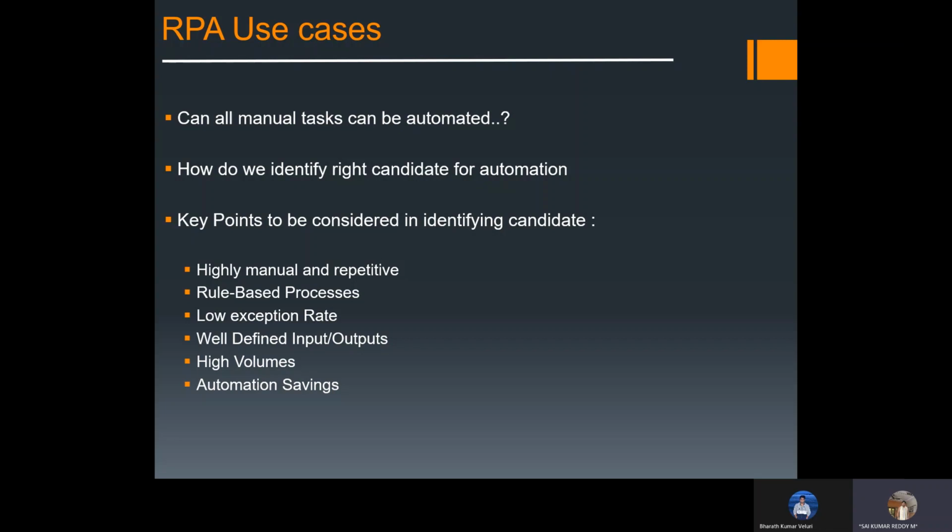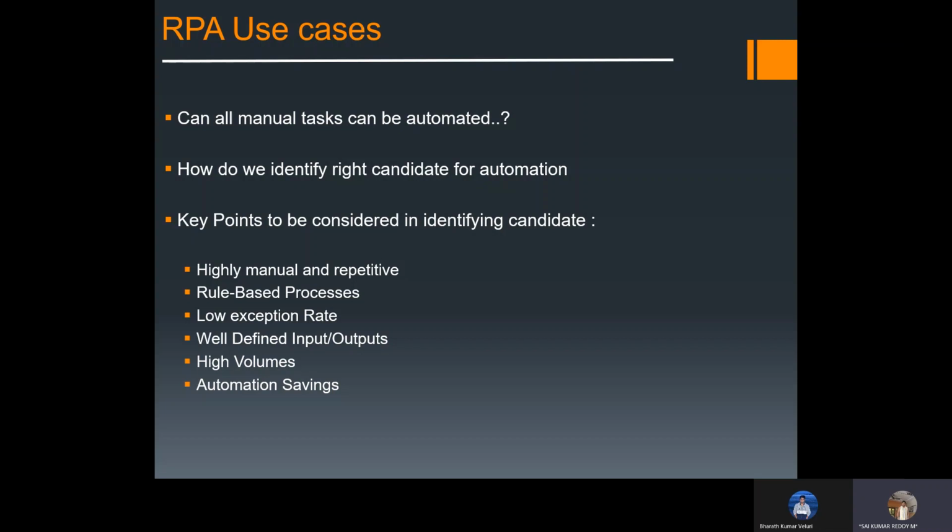And low exception rate, meaning the behavior of the business application or web application or the data which we are working on should have fewer changes, meaning it should not change frequently. If it changes frequently, then it's difficult to identify what the next step will be. So low exception rate is required, and well-defined inputs and outputs, meaning what the input for the business process will be and what the output of the business process is.